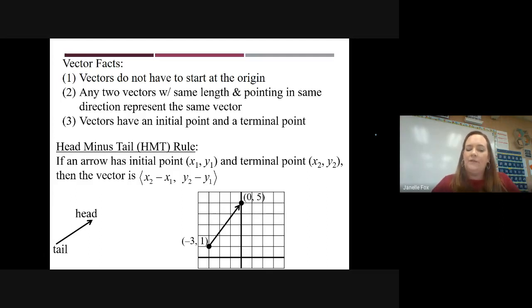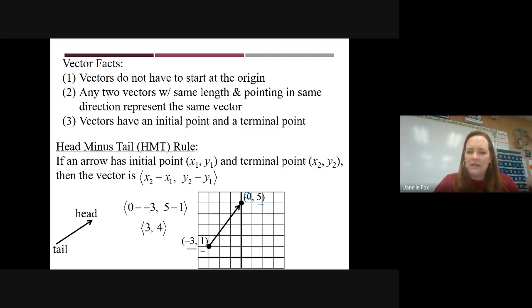If you have these coordinates on a grid, you don't even have to write this in, it's pretty self-explanatory, but if you have coordinates where it's starting at -3, 1, and then it's going to 0, 5, we could take those numbers and subtract them. So we take our 0, which is our x2, and subtract our -3. And then we take 5 and take away our 1.